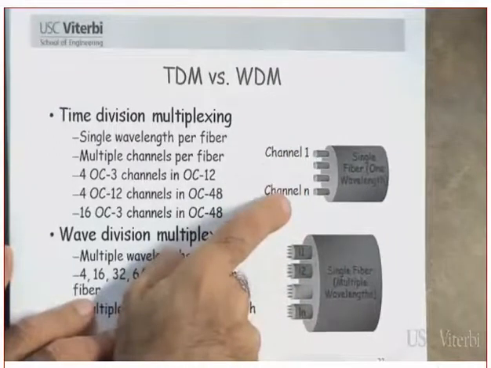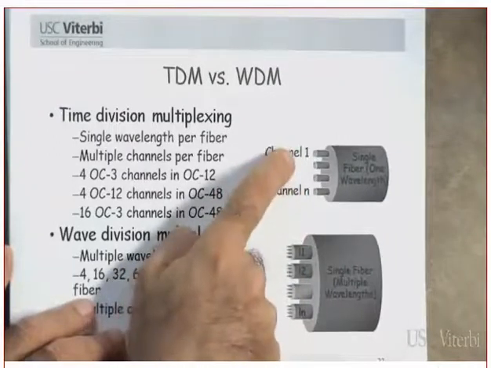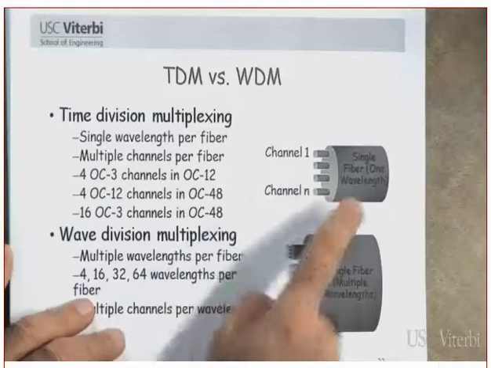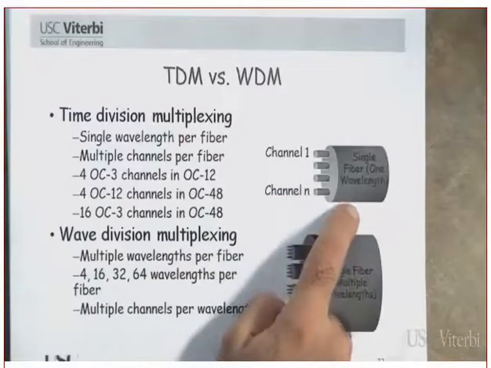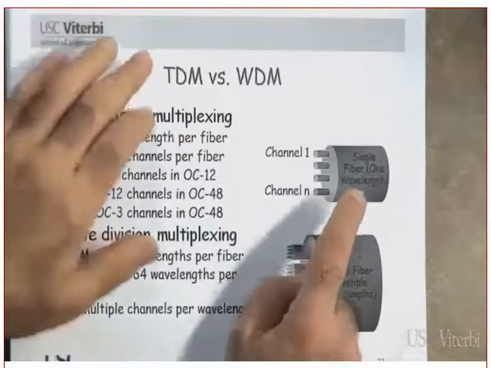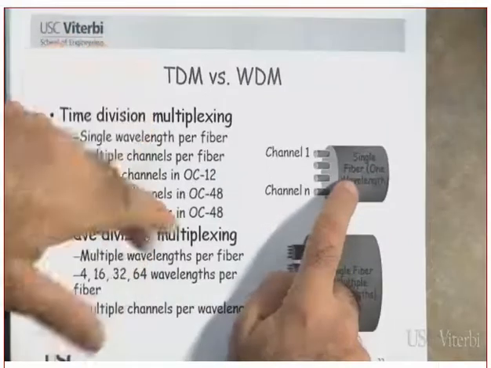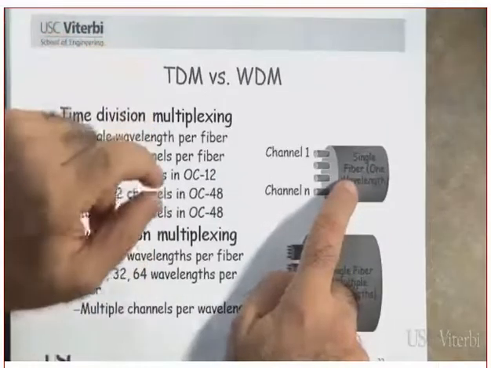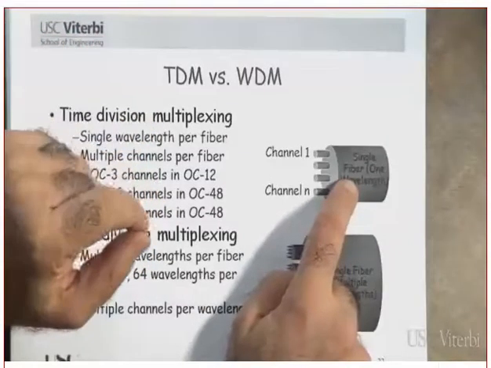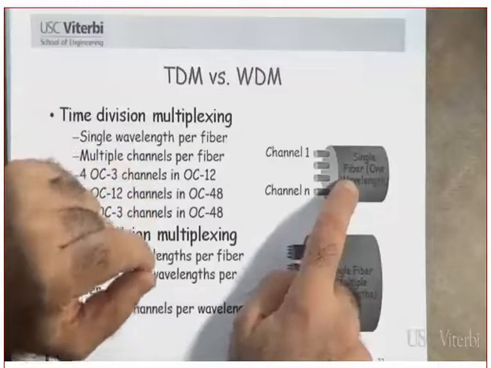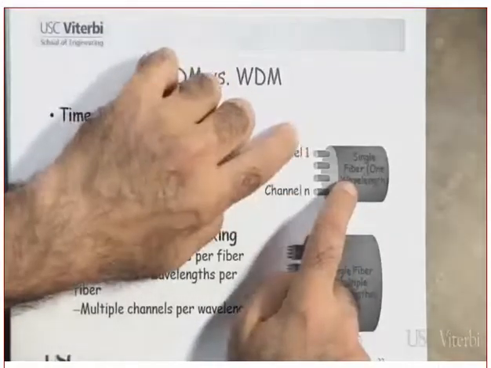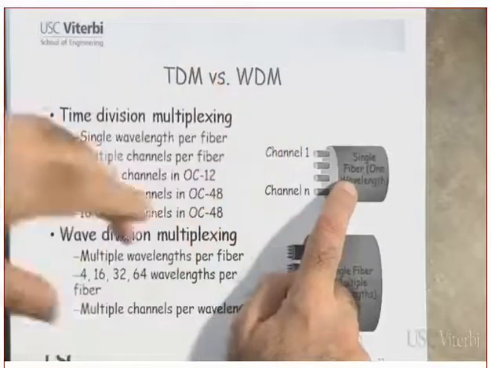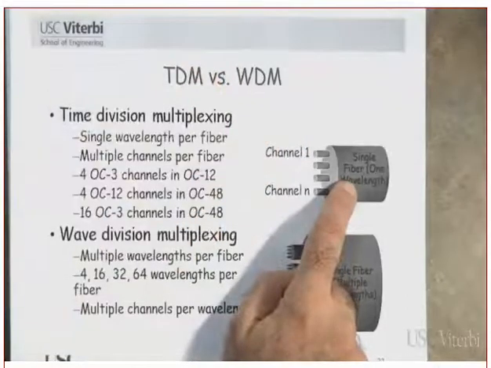In here, look at the diagram. How many time slots do we have? N time slots on a single fiber. Let's assume, just for the sake of argument, that the fiber is 10 gigabits per second. And if there are 10 channels, then each channel can support how much? 1 gigabit per second.